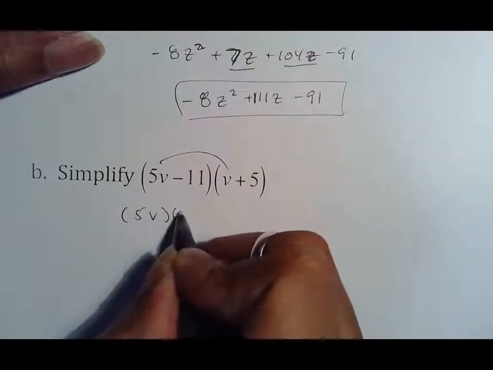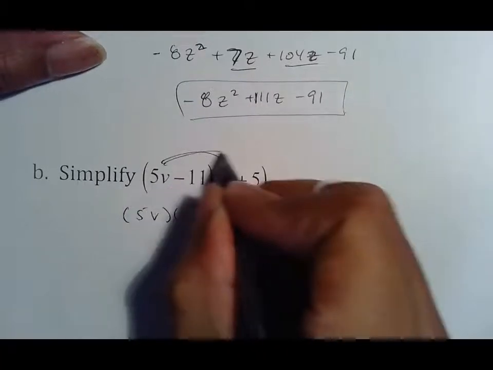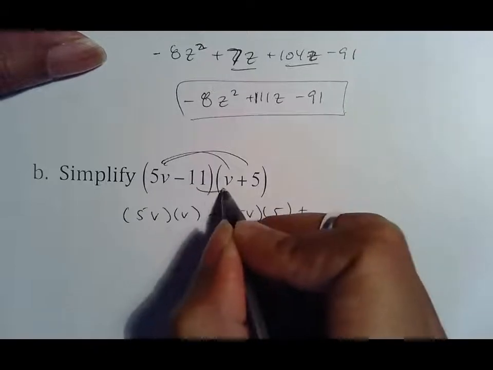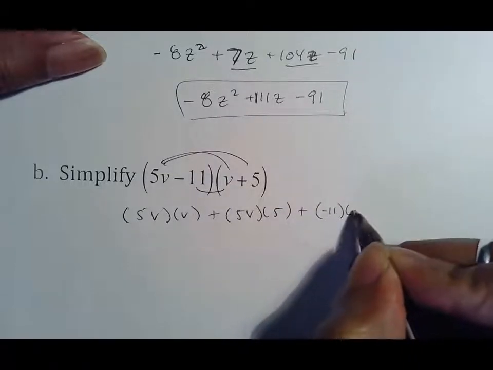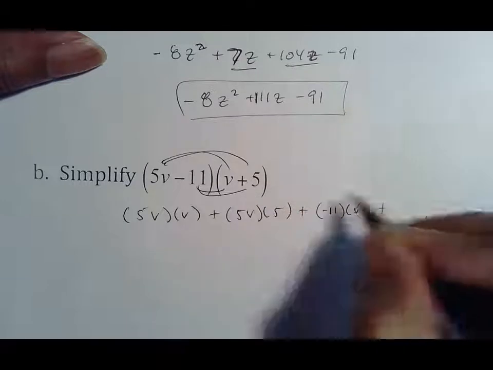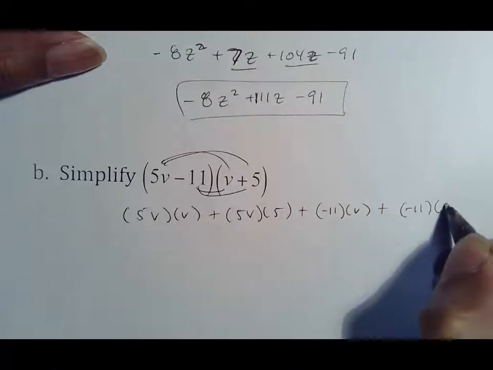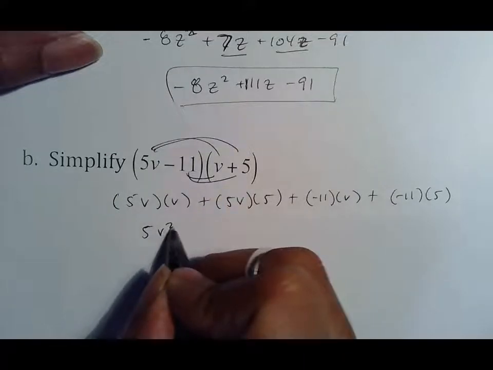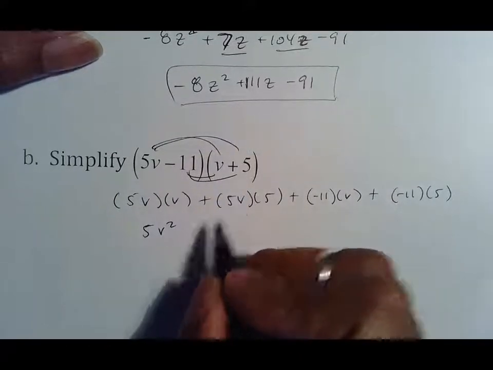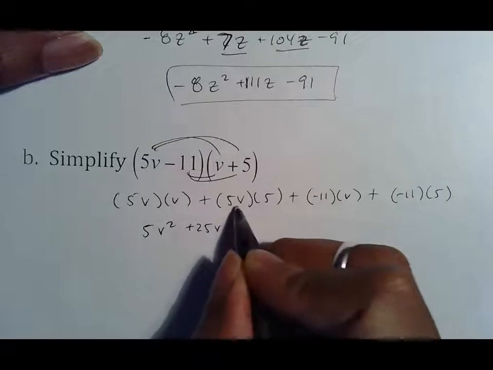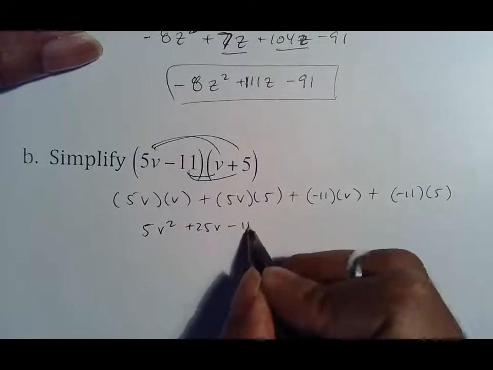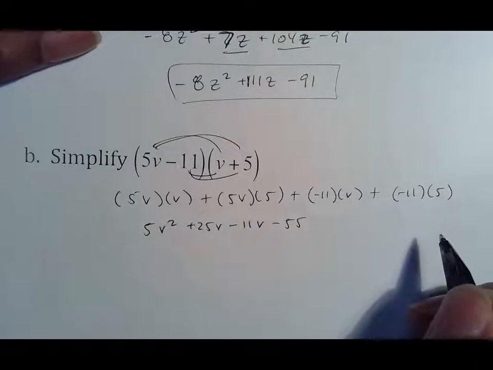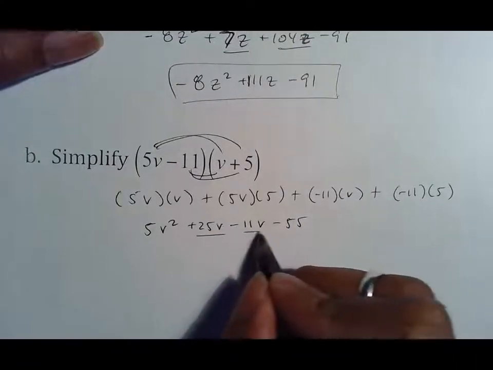So 5v meets v, and 5v meets 5, and don't forget the negatives. Negative 11 meets v, and negative 11 meets 5. This becomes 5 with two v's, so 5v squared. That becomes 25 with a v. This becomes negative 11 with a v, and this becomes negative 55. From there, put your like terms together.